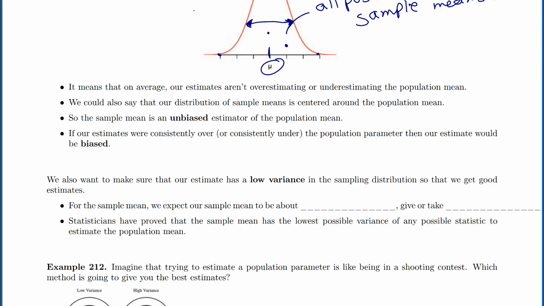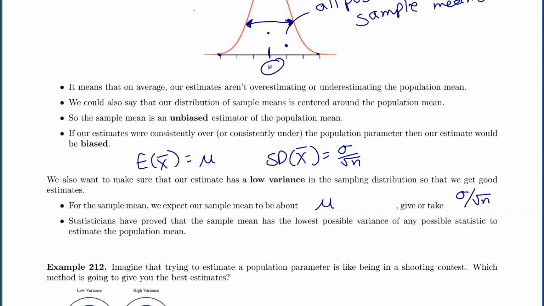So for our sample mean, what would we expect? If you remember, the expected value of x bar is equal to mu, and the standard deviation of x bar is equal to sigma over the square root of n. So when we take a sample, we would expect our sample mean to be about equal to our population mean mu, give or take sigma over the square root of n. So I can tell you in advance how close your estimate will probably be.